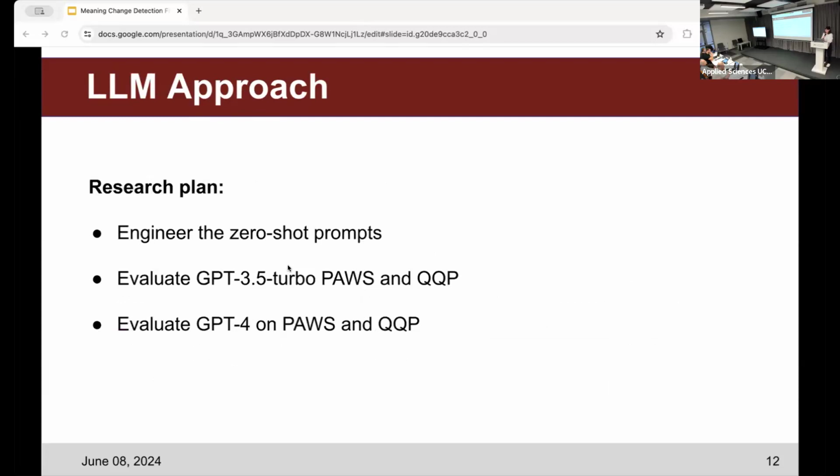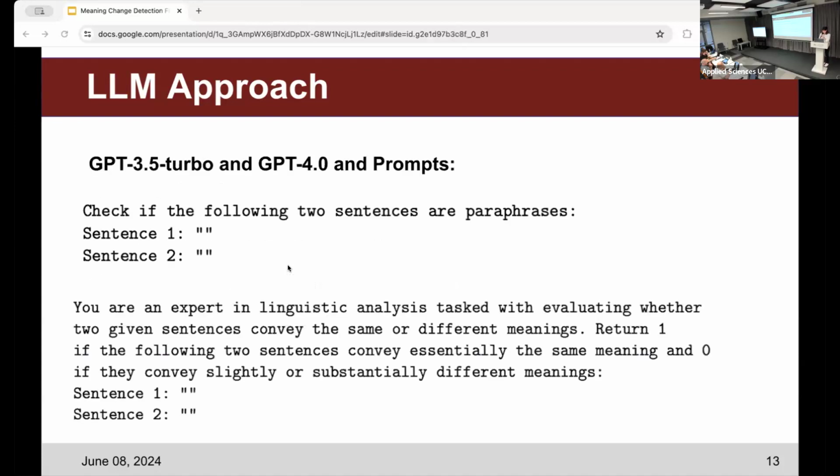For the LLM approach, we use zero-shot prompting, relying on the model's ability to generalize from pre-existing knowledge. In particular, we use two versions: GPT 3.5 Turbo and GPT-4. To debug and improve the prompts, we followed the recommendations from the official documentation presented by OpenAI. So we used several iterations of prompt engineering and tested our prompts on the sentence pairs that Roberta failed to classify. The final prompts are shown on the slide.